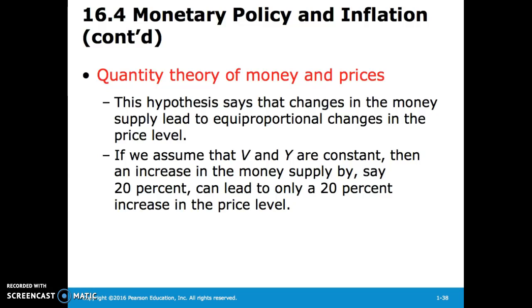The quantity theory of money and prices suggests that changes in the money supply lead to equiproportional changes in the price level. If we assume that V and Y are constant, then our equation leads to the idea that an increase in the money supply, for instance by 20%, can lead to only a 20% increase in the price level.